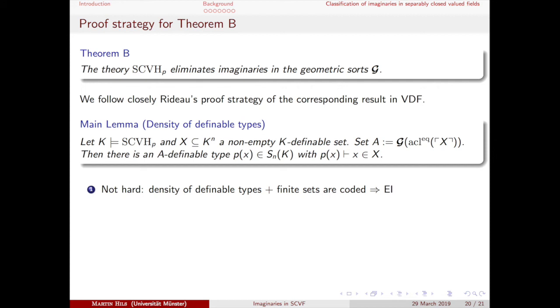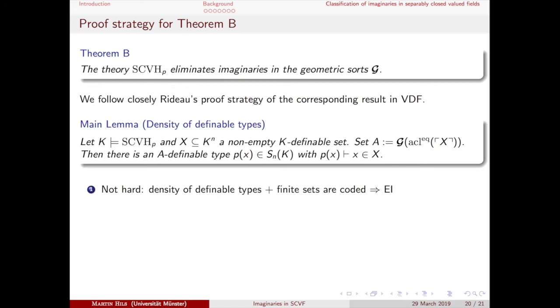If we have this, then from here to the result it's not far, because by general nonsense, if you have the density of definable types and you have coding of finite sets, which I will explain, you get elimination of imaginaries. This is what is called weak elimination, and one knows that from weak to strong you only need to code finite sets. So this is the heart, and I will not explain how I prove it, or how we prove it, but okay. For the rest, it's easy.